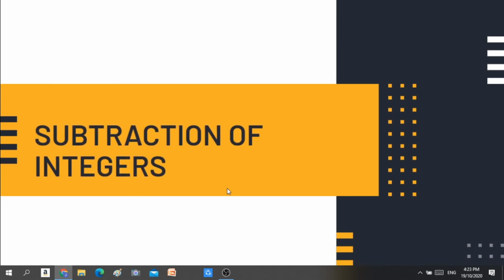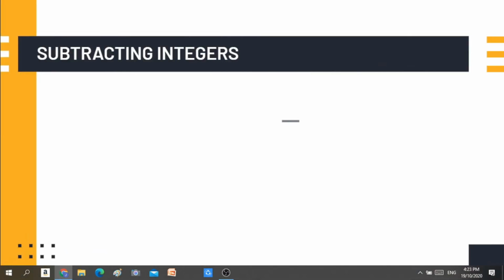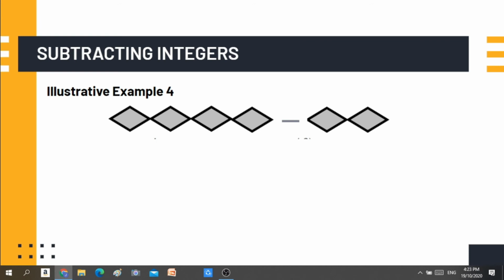Next, yung mga rules na yon ng addition ay wag nating kakalimutan. Bakit? We need to use those rules in dealing with subtracting or subtraction of integers. Okay, let's have an example. So, meron ako ditong illustrative example number 4 na nasa module nyo. And this one, it represents negative 4 minus 2.